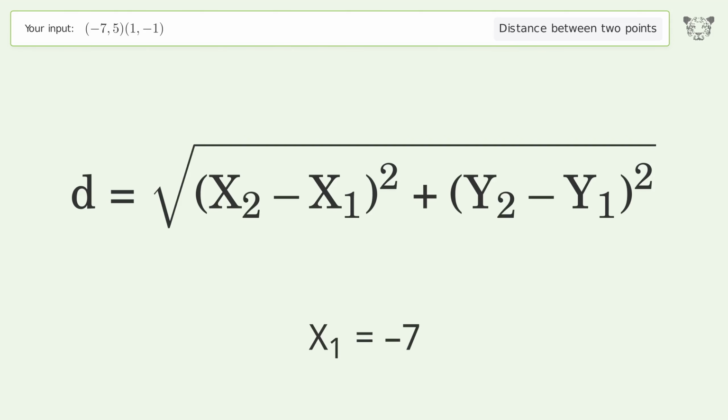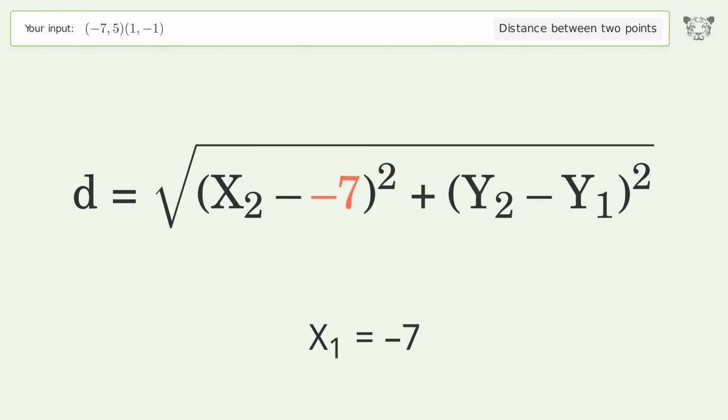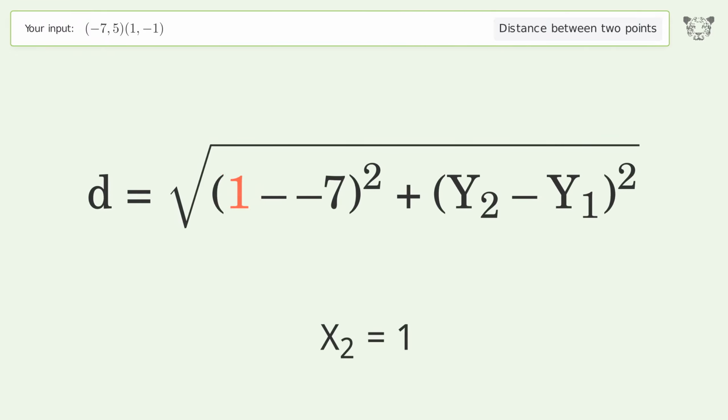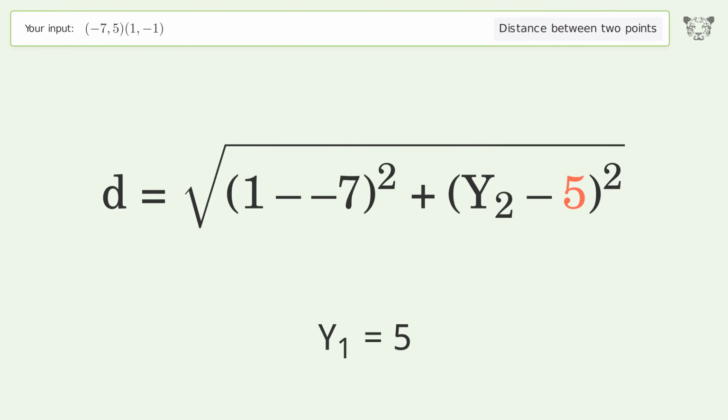x1 equals -7. x2 equals 1. y1 equals 5. y2 equals -1.